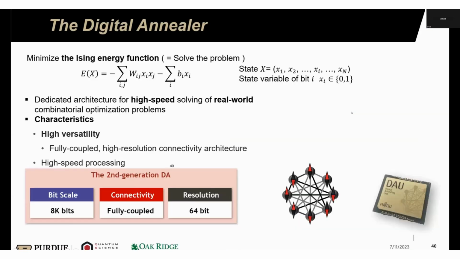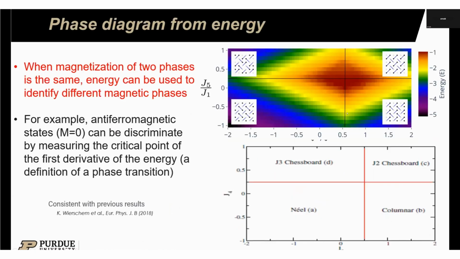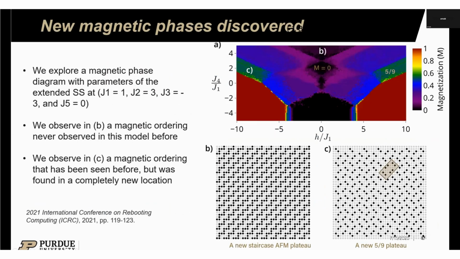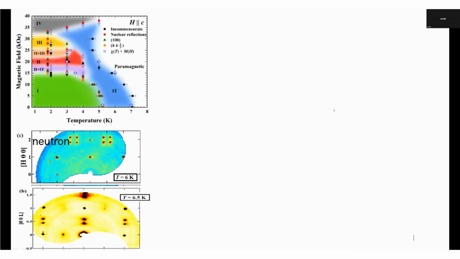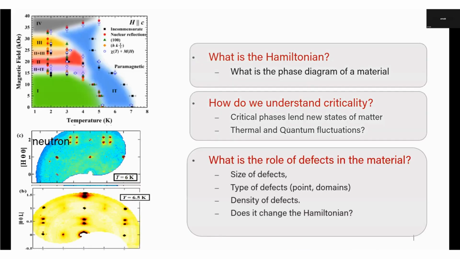I will not go into the details of the research that I'm doing with Fujitsu because I don't have time. But all I will say is that you can also use that annealer, a classical annealer by the way, to discover magnetic phases. We discovered a new phase, such as a 5/9 plateau phase in the J1, J2, J3 model, which was not known before. That has been published in IEEE right now. So it is actually a very powerful tool to understand phase diagrams.